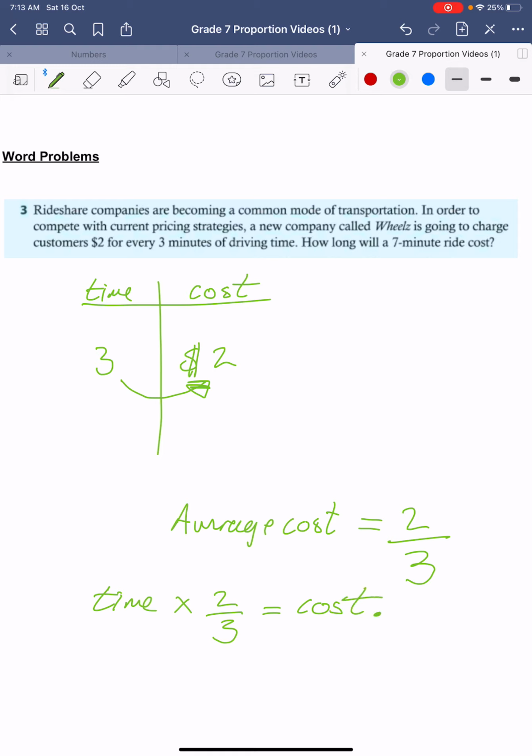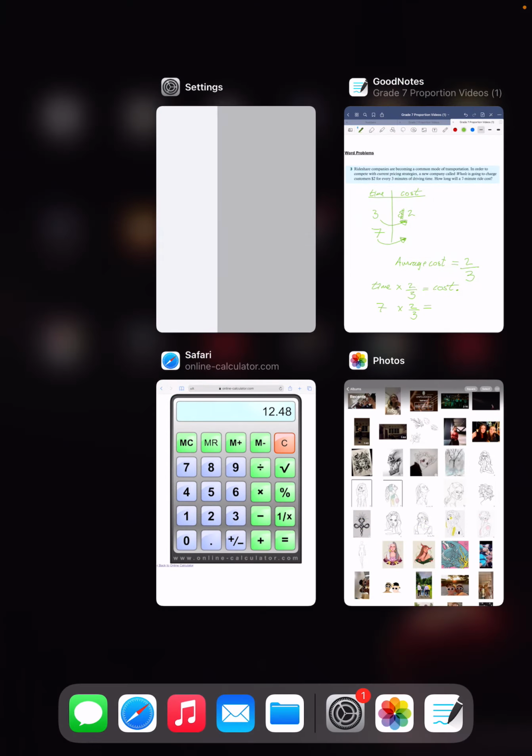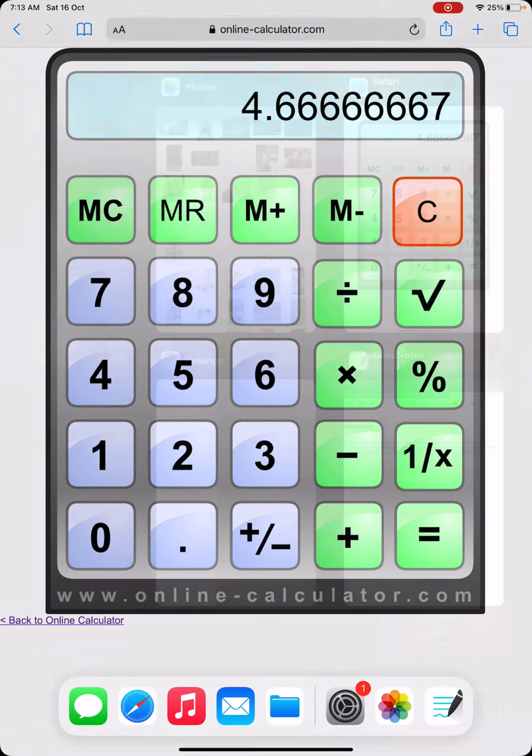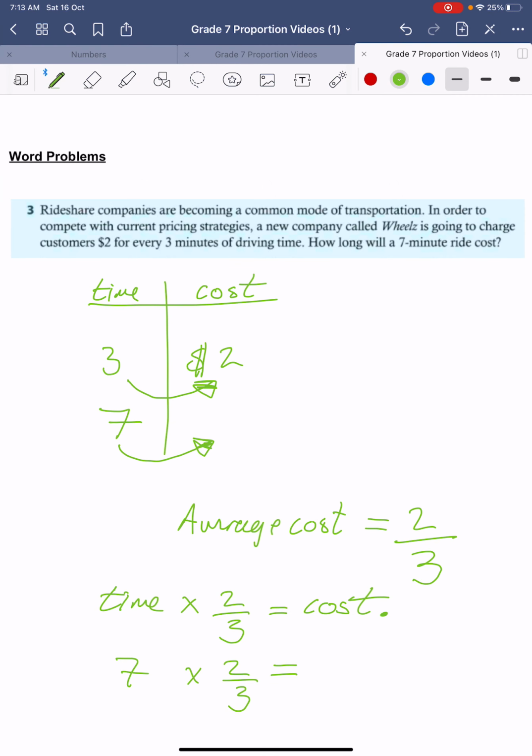Okay, so if you're going to put a 7-minute journey here, you would be looking at 7 minutes times by 2/3. Again, if you put that in your calculator, 7 times 2 divided by 3, 4.666666, and we round it to 4.67. That would be 4.67, and this is dollars.